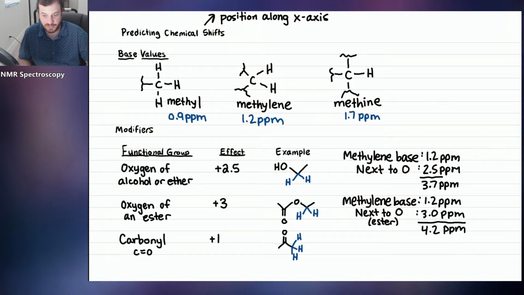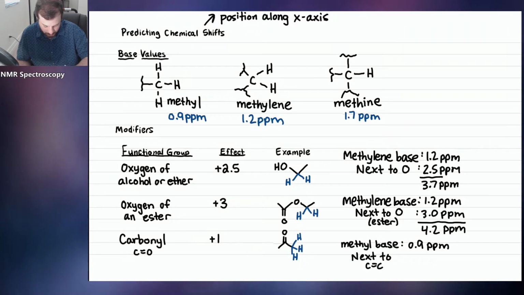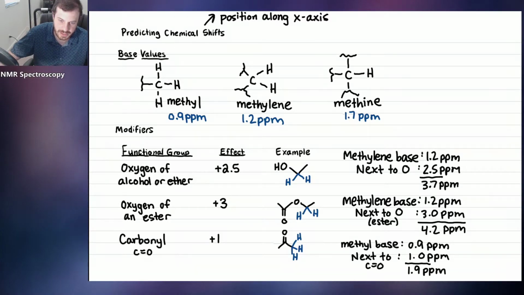This is a methyl base because this is a CH3 group. So methyl. The methyl base is 0.9 ppm. And it's next to C=O. That has an effect of 1.0. So our estimated value would be 1.9 ppm, which is a pretty good approximation of where those protons show up in the proton NMR.